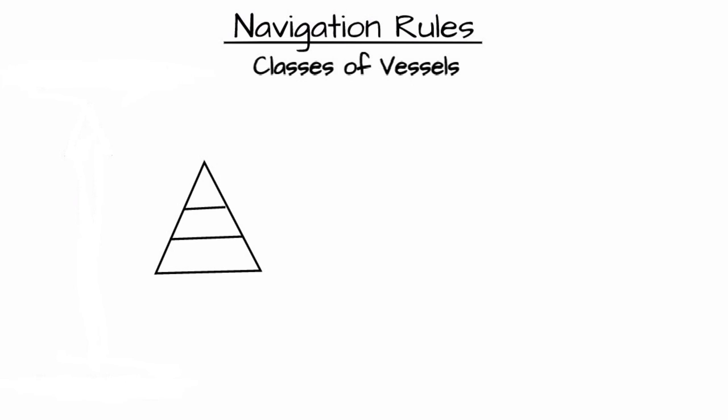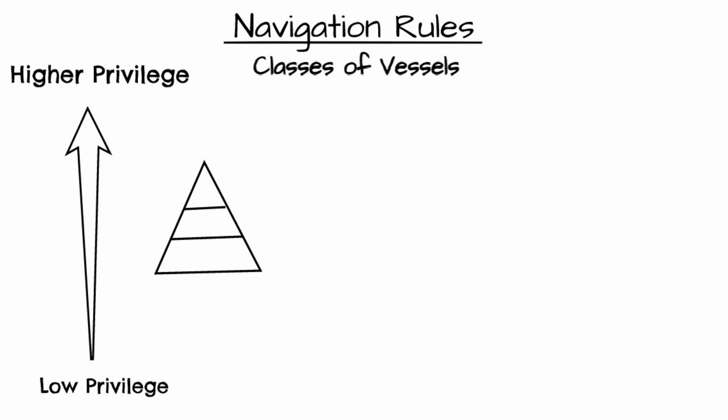We'll use a pyramid to relate the different classes of vessels. On the left side of the page is a privilege arrow that indicates that the class of vessels lower in the pyramid have less privilege than the class of vessels higher in the pyramid and need to avoid those vessels when operating. The class of vessels at the bottom of the pyramid, that is with the lowest of privileges, is power.